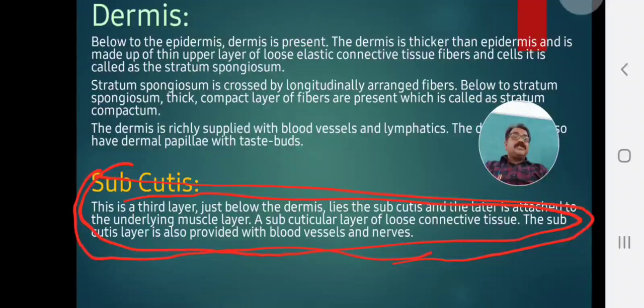With these three layers: first, the epidermis outermost, the middle dermis, and the innermost third layer. Only in those fishes where scales are absent and the body is covered by thick skin, this subcutaneous layer is present. It is made up of loose connective tissue fibers, and in this subcutaneous layer blood vessels and nerves are embedded, supplying sensation by nerves and blood capillaries. It is richly vascularized.